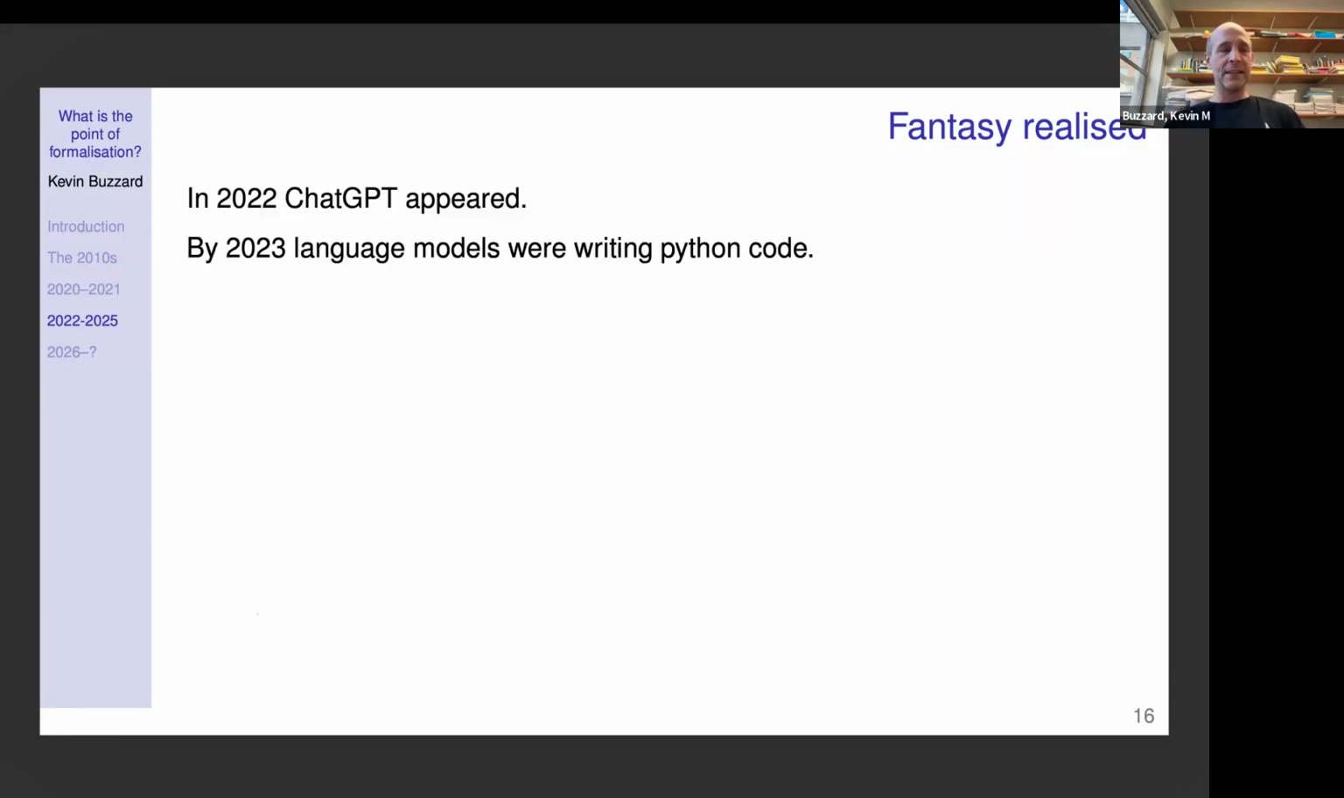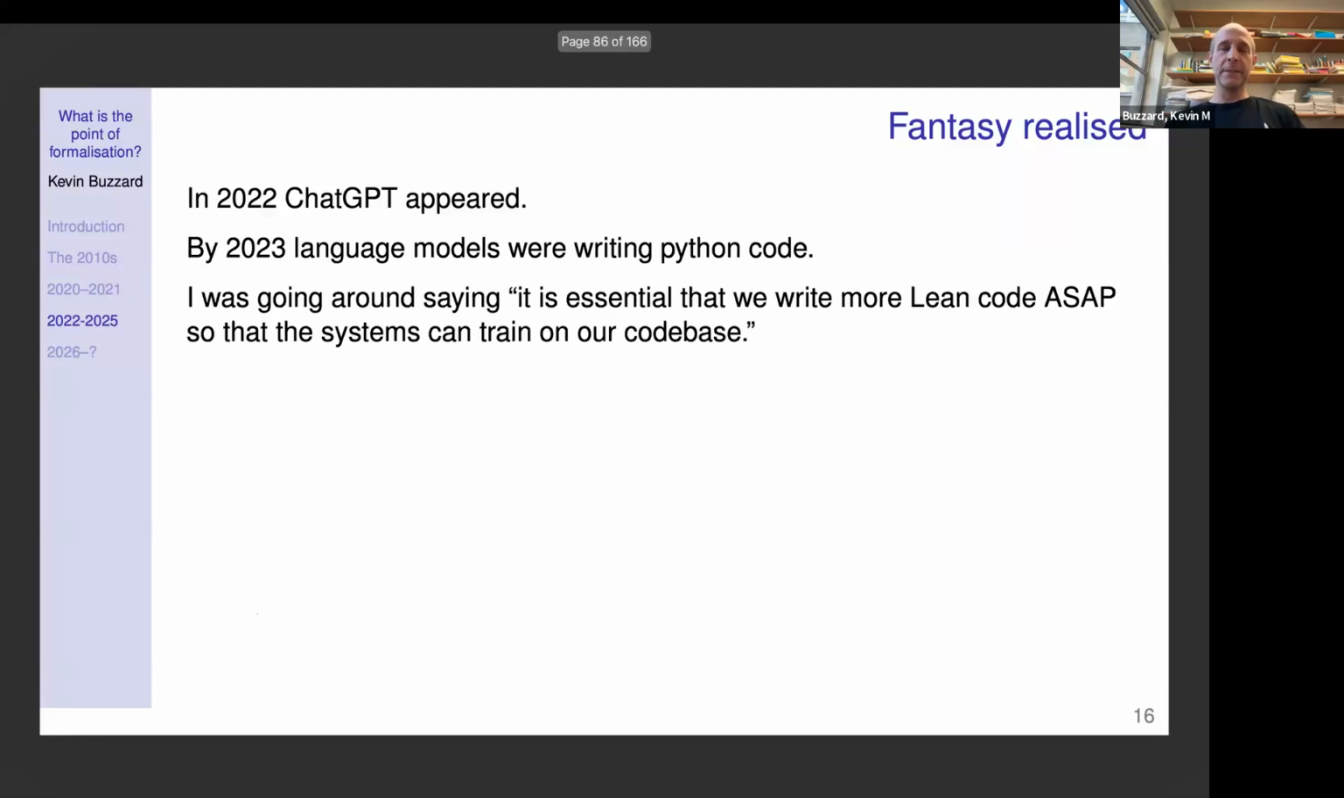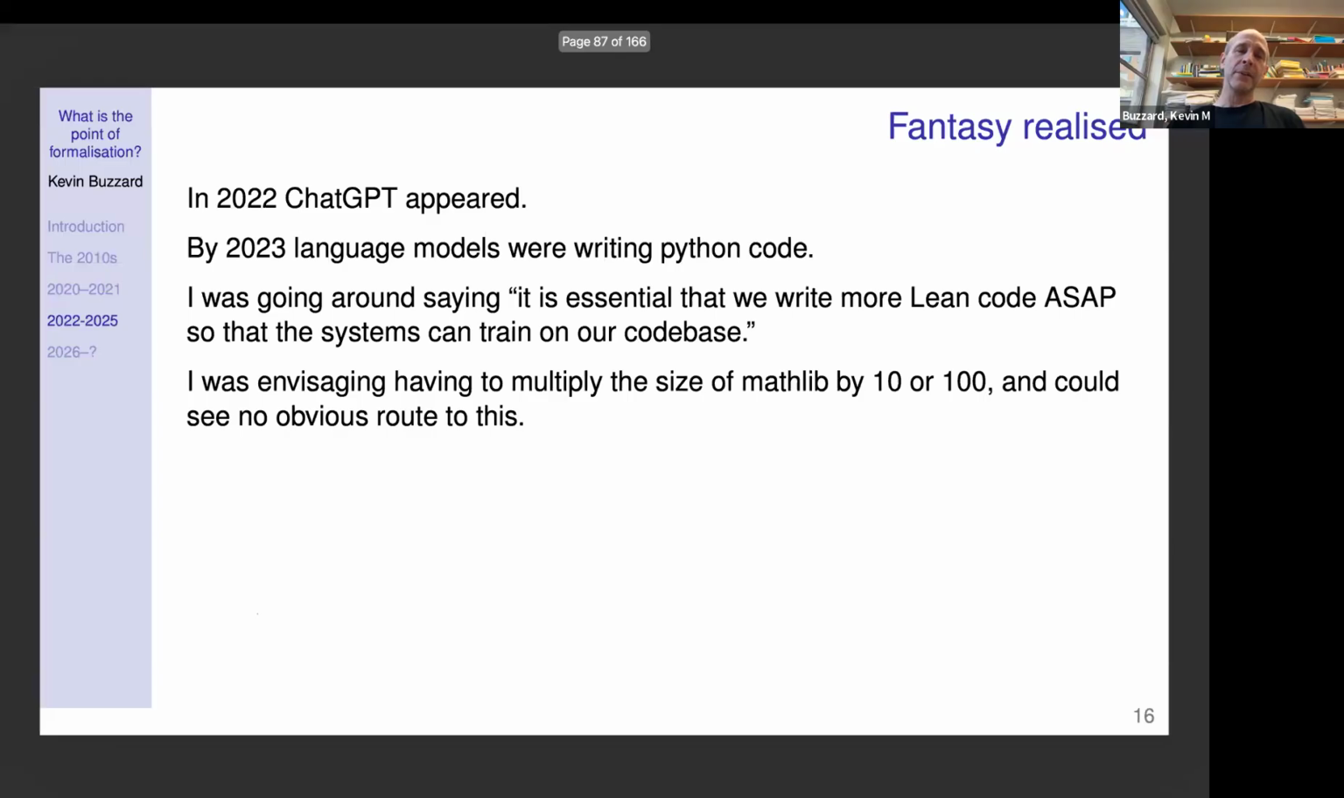In 2023, language models were writing Python code, and at this point, I was just like, great, they've figured out how to write Python code because there's a billion lines of Python code on the internet, but there's like 1.5 million lines of Lean code on the internet. So we're in big trouble, right? We can't get these things to write Lean code because there's not enough Lean code to train on. So immediately the main question is how are we going to multiply the size of Mathlib by 100? All right, how are we going to make it 100 times bigger? And I really had no answer to how this was going to happen.